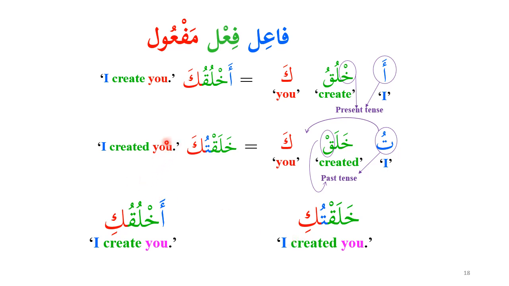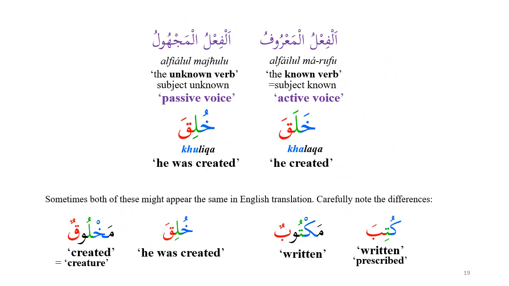Similarly, this you here is male, but akhlukuki would mean I create you, and khalaqtuki would mean I created you, but in the feminine sense. When you're talking to a female, the ka changes to ki. So in this case, the object changes, but it's always incorporated with the verb. That is the most important point.